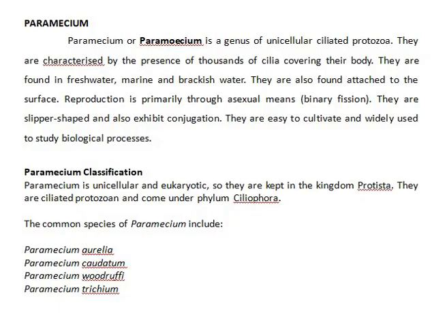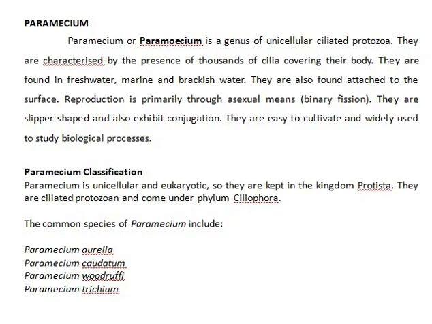They are found in freshwater, marine and brackish water. They are also found attached to the surface. Reproduction is primarily through asexual means, binary fission. They are slipper shaped and also exhibit conjugation. They are easy to cultivate and widely used to study biological processes.